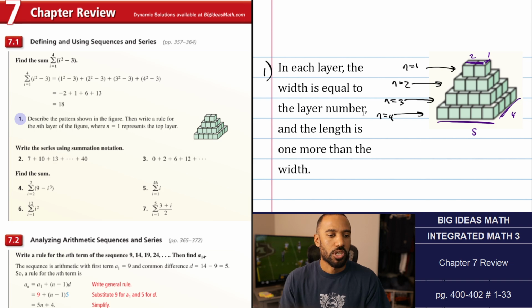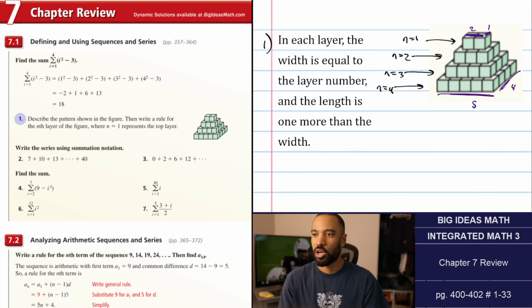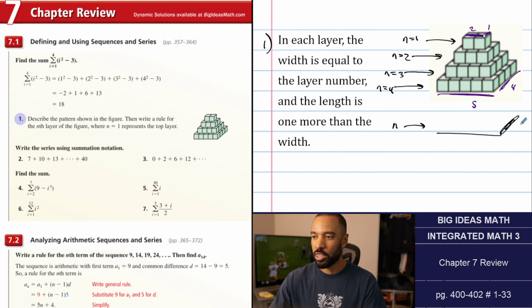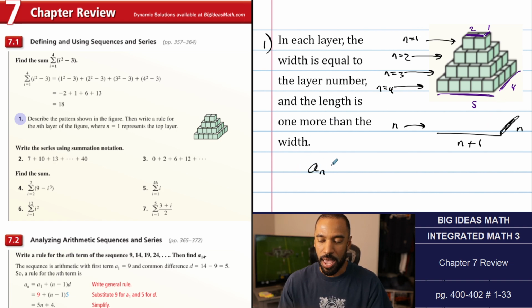Does that work? So there's that. They do say write a rule for the nth layer. So what I'm really seeing for myself is for any row n, for any row n, I have a width of n and a length of n plus 1. So based on that, we can say this is an a sub n set.